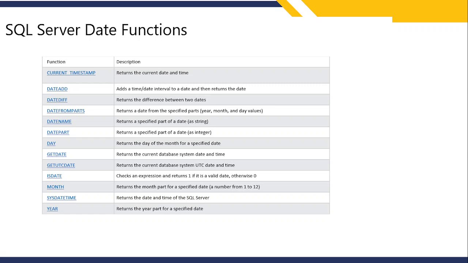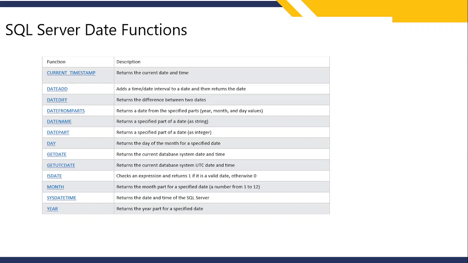Then DAY will return me only the day. Like if it is 4th June 2025, then it is 4. When it is month, it is 6. When it is year, it is 2025. So like that, day, month, year, all these functions can also be specified so that it will return me those particular parts of the date.